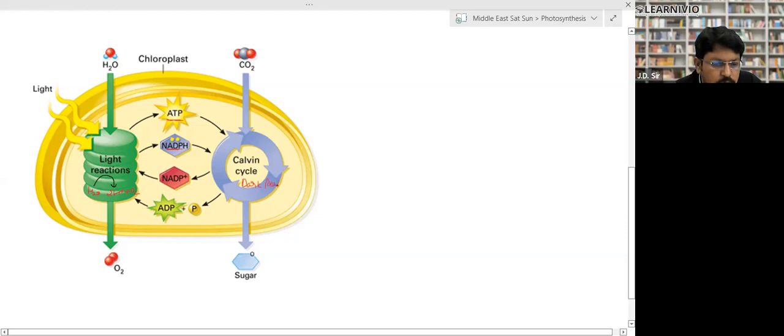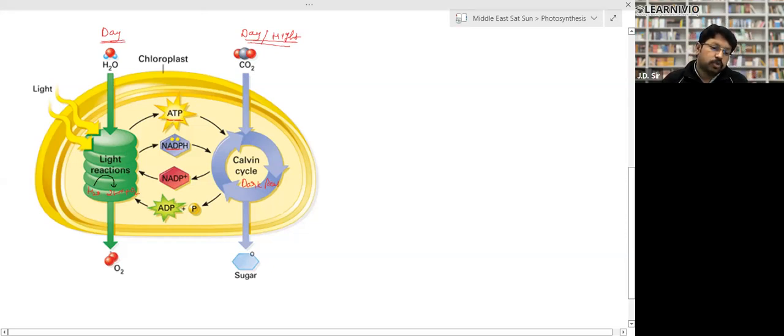Look, this reaction is light dependent reaction. It requires light, so this reaction takes place only in daytime, right? This reaction is not light dependent reaction, so it takes place at day as well as night. It takes place both day and night, right? This is dark reaction. Is it clear?